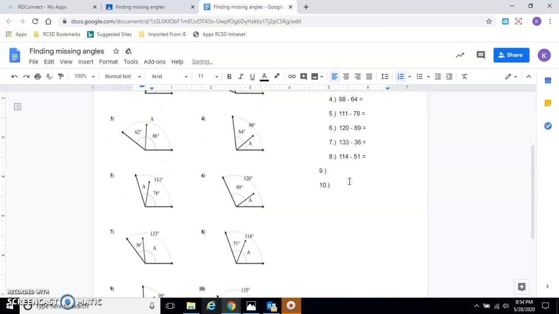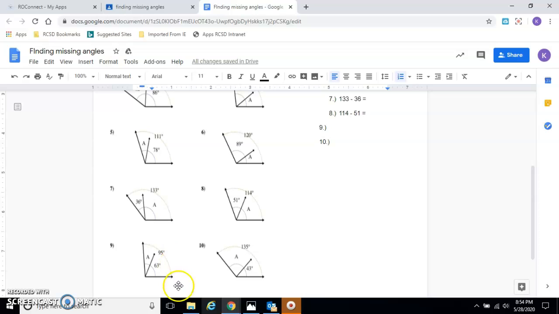What will that equal? Number 9. They give me the bigger angle and one of the smaller angles. I need to find A. 95 minus 36 equals. Okay, number 10. They give me 135 is the big angle, 43 is one of the smaller angles. I need to find out what A is. So take my 135 minus 43 equals.